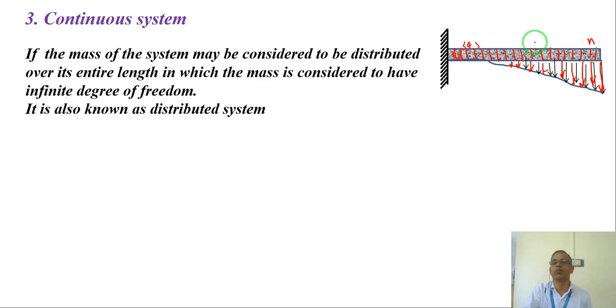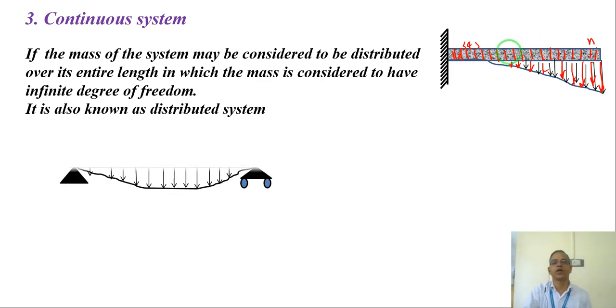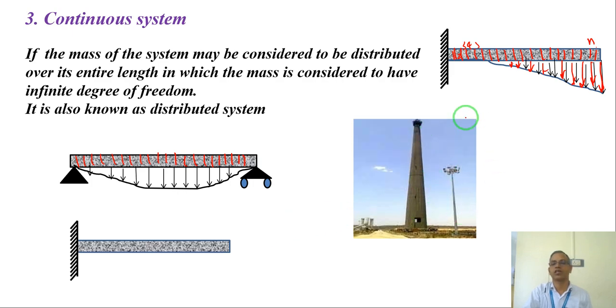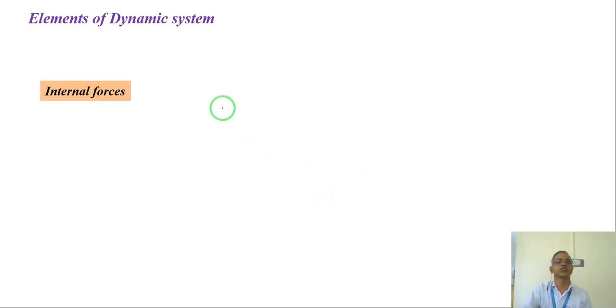I can do more also, right? I can take a similarly separated beam, same thing, you can have a number of parts of this beam and an infinite number of degrees of freedom I can consider. Same thing, a cantilever due to self weight. And the same thing, an example of a chimney or cooling tower, right? So this is a continuous system.